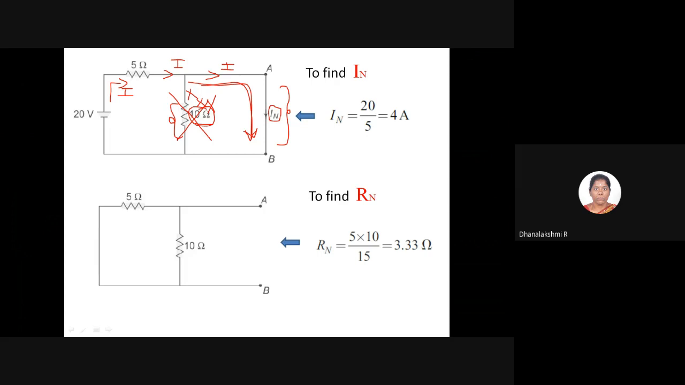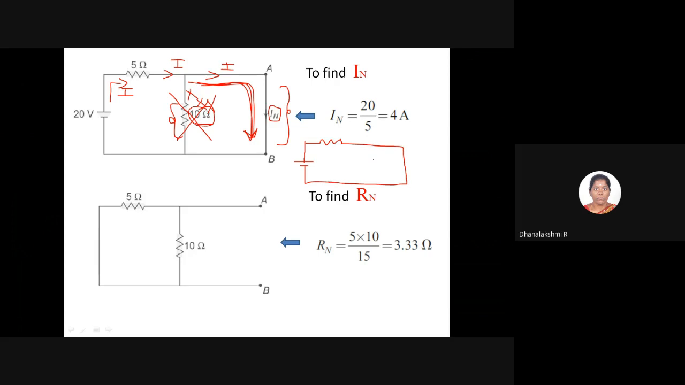So this branch becomes a useless branch. That is, it's meaningless here. So therefore, no current flows here. All that current will be flowing only in the short circuited part. So if we redraw the circuit, it will be a very simple circuit consisting of only the 20 volt source, a 5 ohm resistor, and a short circuit.